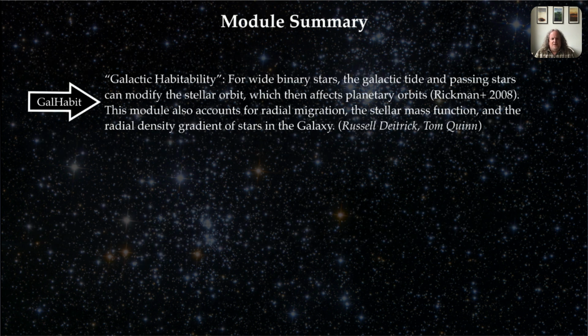Next up is Galhabit, which is short for Galactic Habitability. This module tracks the orbital evolution of a wide binary star due to the galactic tide and passing stars. Changes to the star's orbit can modify the planetary orbits. This module also accounts for radial migration, the distribution of stellar masses, and the radial density gradient of stars in the galaxy.